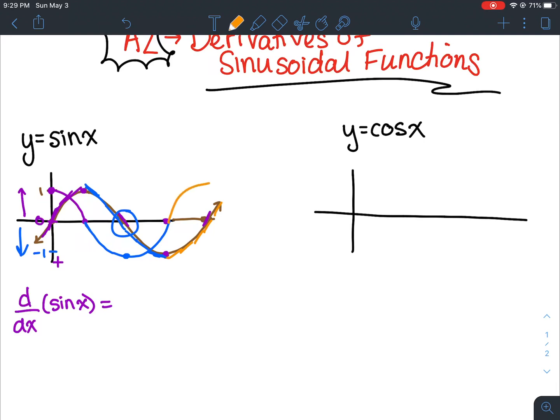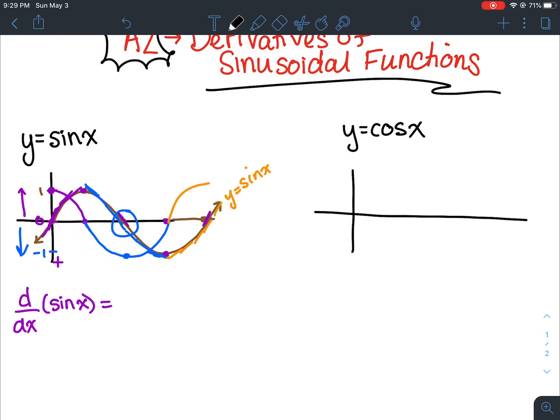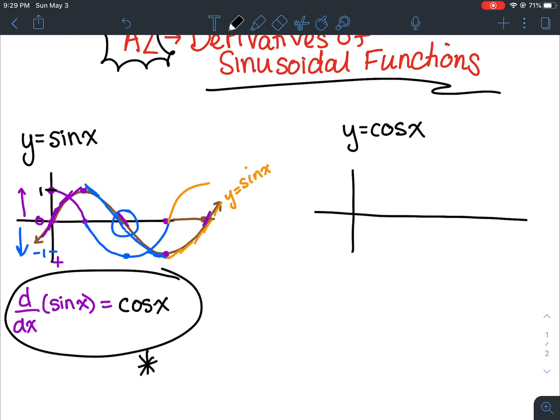So you can see from that graph, this is the graph of y equals sine x, and the graph of the derivative is also going to be a sinusoidal function, and if you recognize it, it is the graph of cosx. It starts at 1 and then goes down and back up. So the derivative of sine x is cosx. That's kind of neat. That is something you'll want to know for the rest of your life. The derivative of sine x is cosx.